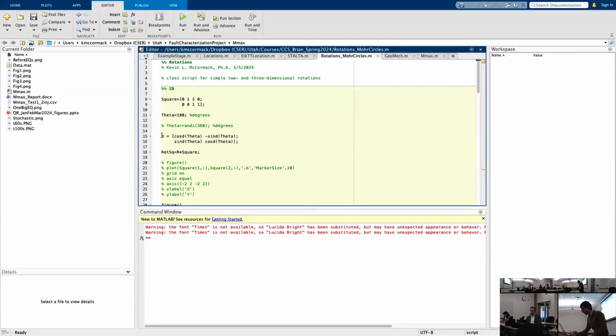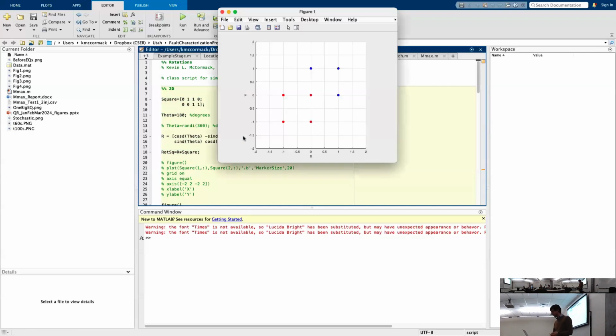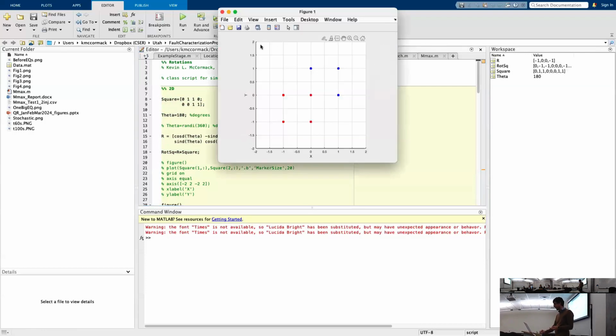Essentially, this is the square. These are the points in the square, the vertices of the square, and this is the rotation angle. This is the rotation matrix that we just saw, and this is the multiplication of the square and the rotation matrix. So when we do that, we get a square that's been rotated by 180 degrees. And you can see the point that's directly at the origin, because that's the point around which we're rotating, is completely stationary. It doesn't move.